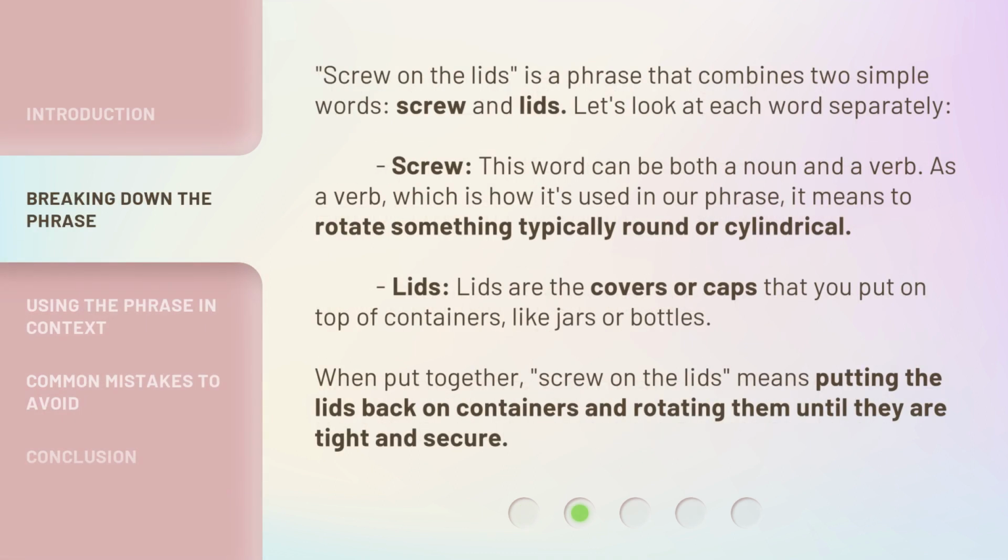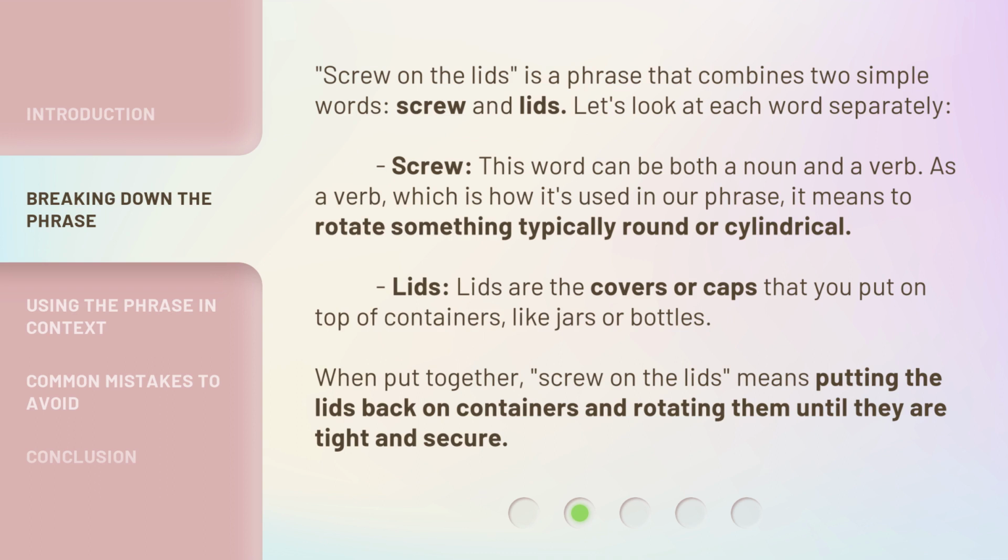Screw on the lids is a phrase that combines two simple words, screw and lids. Let's look at each word separately. Screw. This word can be both a noun and a verb. As a verb, which is how it's used in our phrase, it means to rotate something, typically round or cylindrical. Lids. Lids are the covers or caps that you put on top of containers, like jars or bottles.